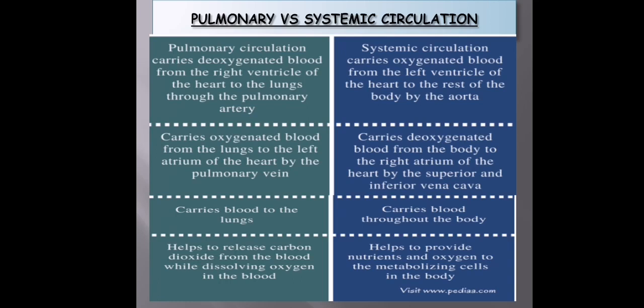So the pulmonary circulation carries the deoxygenated blood from the right ventricle of the heart to the lungs, while systemic circulation carries oxygenated blood from the left ventricle of the heart to the body. Pulmonary circulation also carries oxygenated blood from the lungs to the heart, while systemic circulation carries deoxygenated blood from the body to the heart.